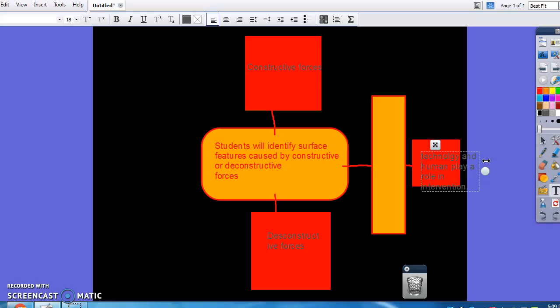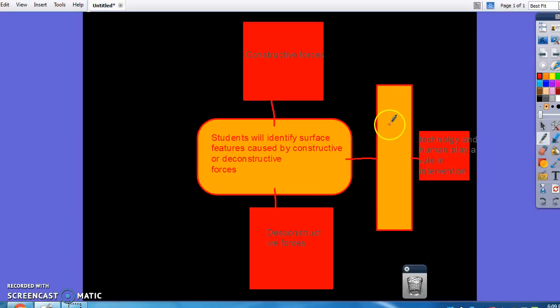This is a part of the standard that I think gets left out sometimes. We focus so much on the constructive forces and the deconstructive that we don't think, well, if there is a deconstructive force and it's broken down, what are ways that we have technology nowadays and humans, how we can play a role to intervene. And the students will come up with ways they can do that, and we'll do experiments in class that talk about that also. So I'm going to attempt to write.